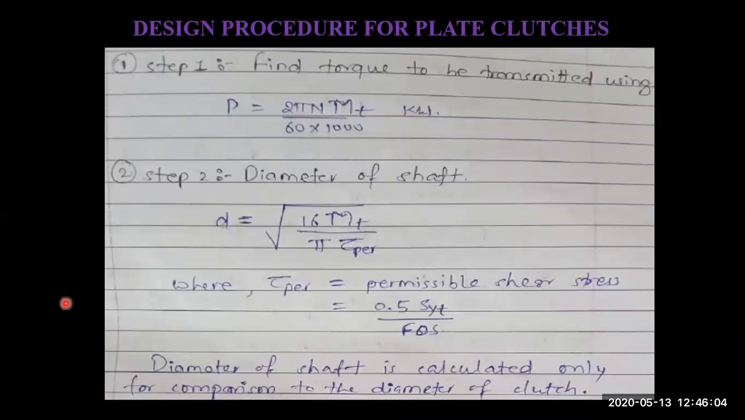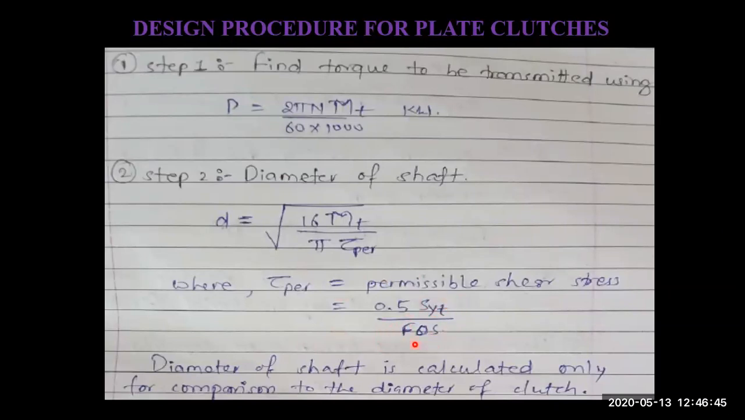So we are starting off with designing of plate clutches. This is a very brief procedure for designing this plate clutch. You can just take a screenshot of this. So step one, we find torque. Power will usually be given in the question, so we need to find the torque here. Using this equation, we find the torque, and then using the torque and the permissible shear stress, tau permissible, which sometimes is dependent on yield stress and factor of safety.